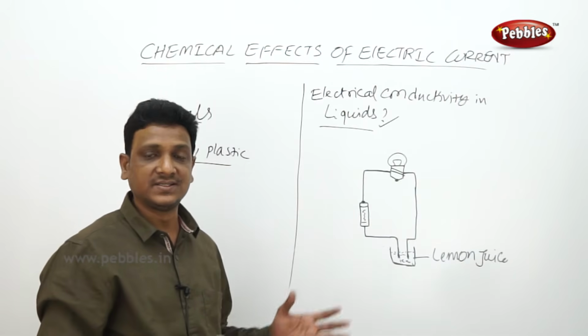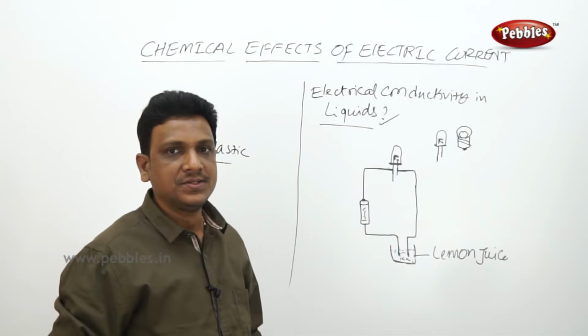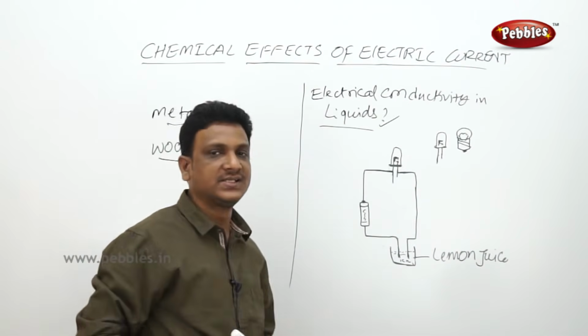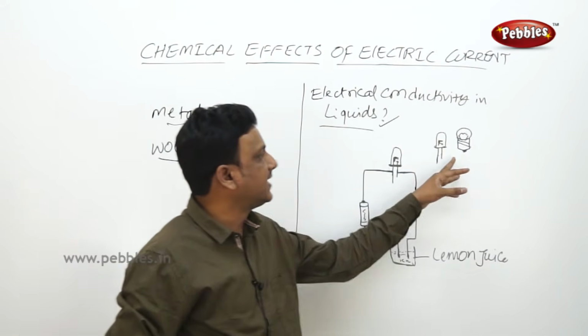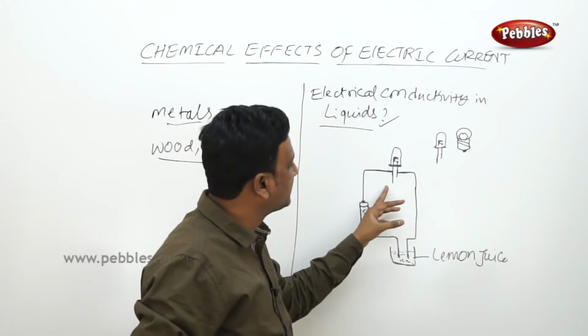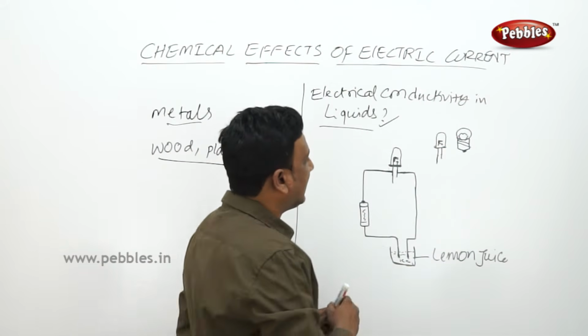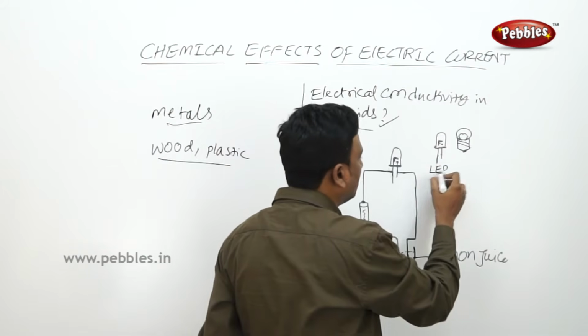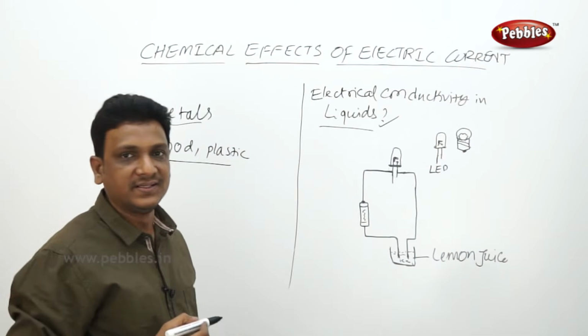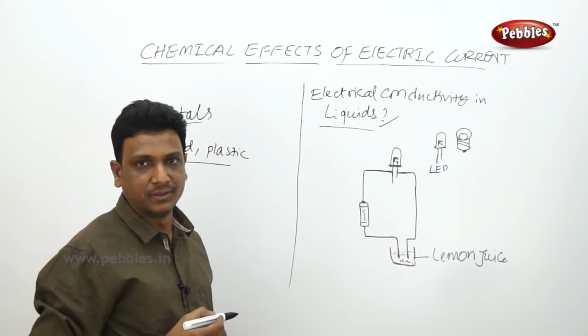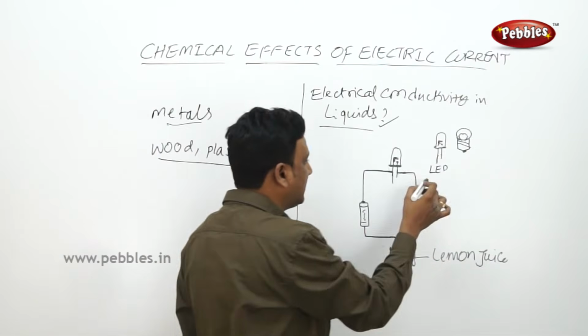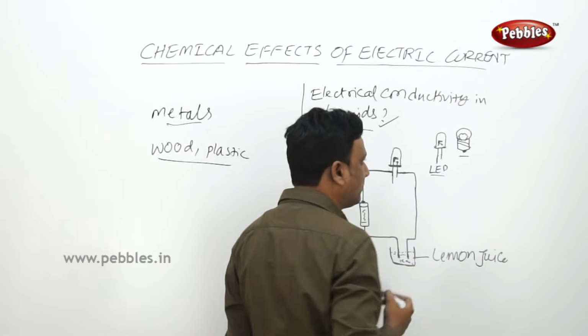So let us see how to make such a sensitive tester. Now let us see our sensitive tester. In the first case, we had taken an electric bulb. Now we replaced the electric bulb with an LED. What is LED? Light emitting diode. This is a light emitting diode. So why have we used LED in place of an electric bulb?